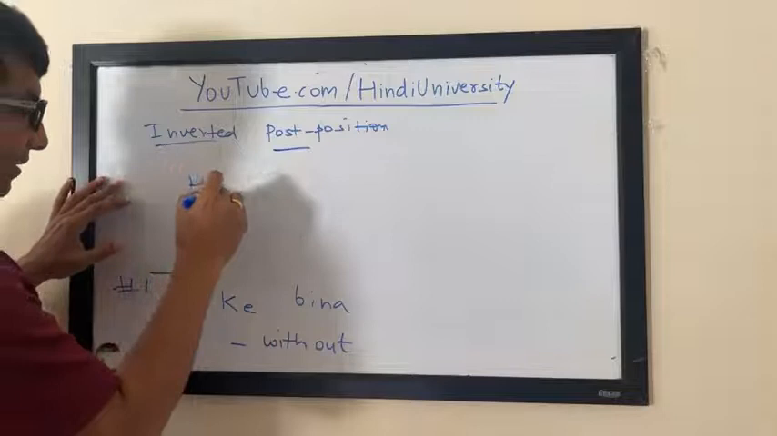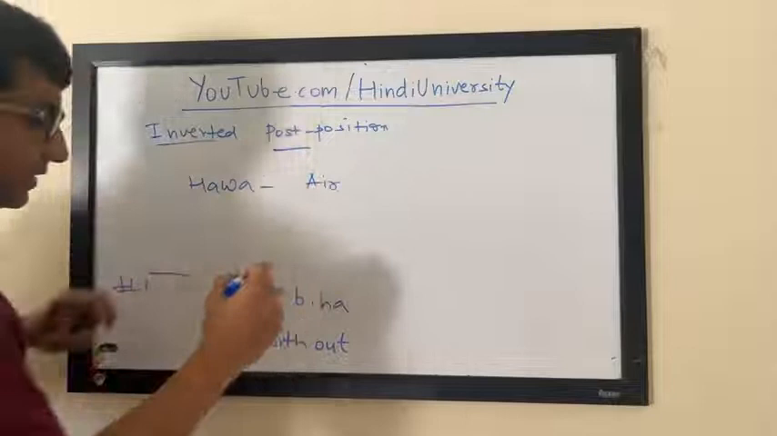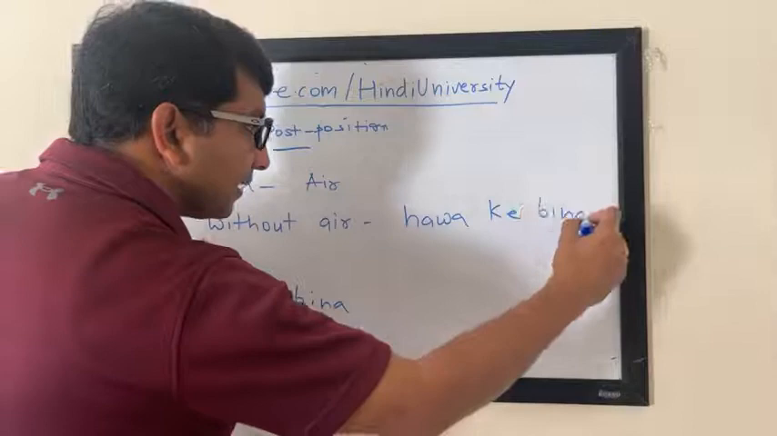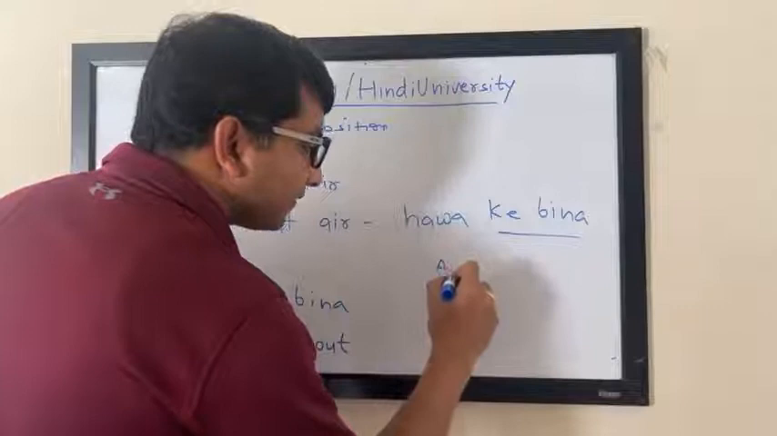Hawa is? Air. Air. So air. Without air is? Hawa ke bina. Very good, hawa ke bina. Now you will notice, ke bina is still coming after hawa.